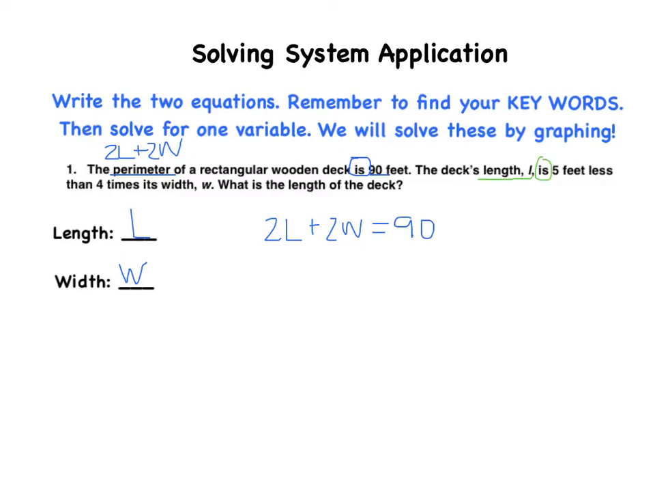Now for the second equation, the length is. Well, length is the letter L. Is, I know, means equals. 5 feet less than. Now I know that less than means to subtract, but I also know that it means I have to switch the order. So what comes first then is 4 times the width. Well, how do I write 4 times width? Hopefully you're saying 4 times W minus the 5 feet.